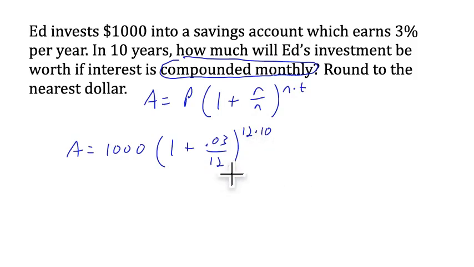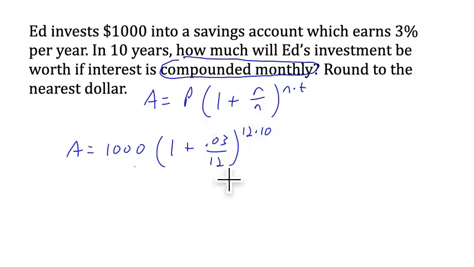Okay, now these little pieces here actually kind of make sense. The interest rate is an annual interest rate, but we're getting paid interest every month. So we have to divide the annual interest rate by 12. So this will be the monthly interest rate. And since we get 12 interest payments per year in this case, since it's compounded monthly, we'll have 12 times 10 interest payments after 10 years. So it's the number of interest payments we're getting.